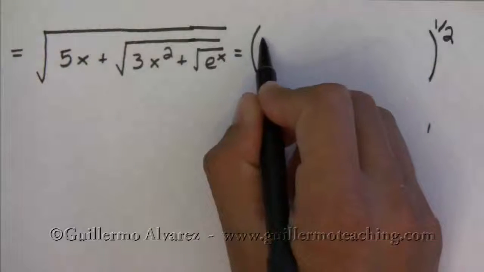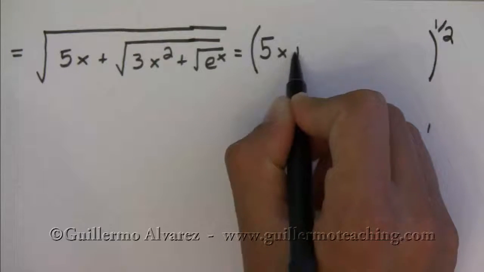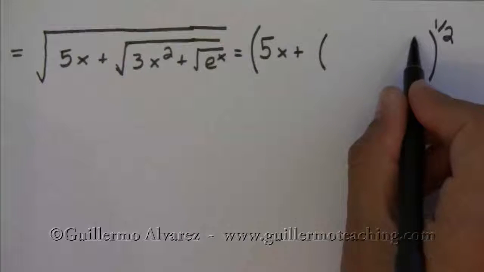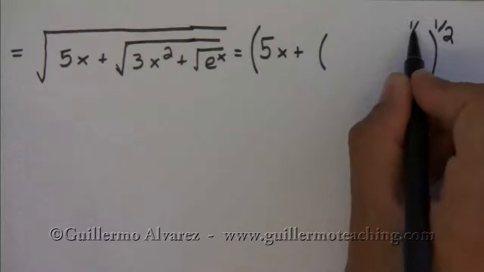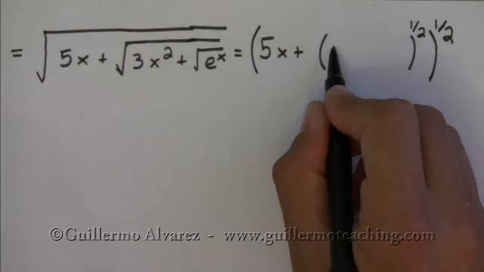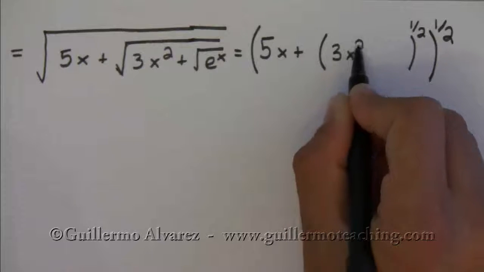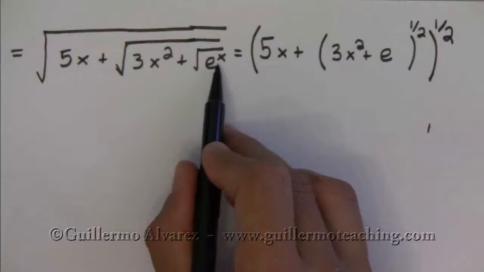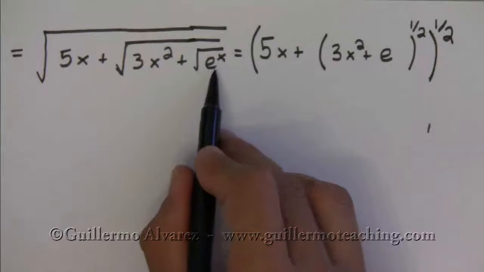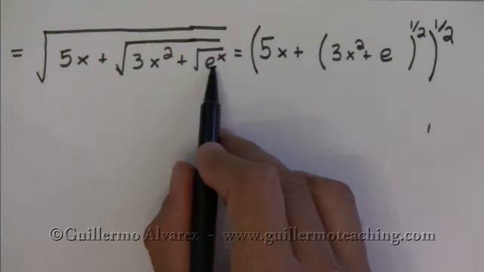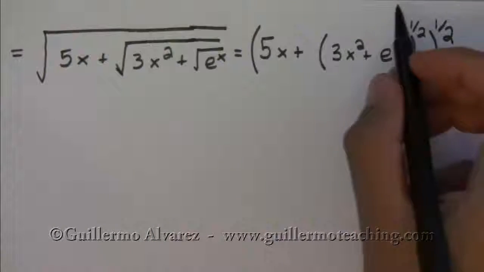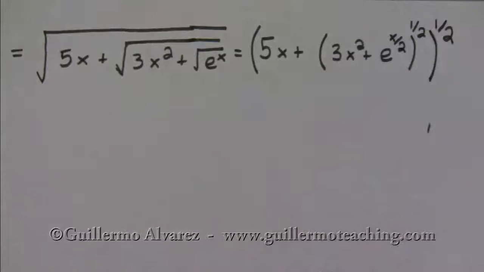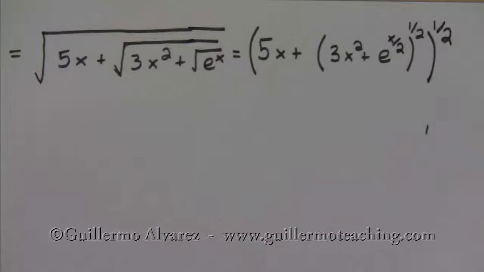And so inside of here we're going to have 5x plus, and then instead of this root, we're going to write the 1/2. And then inside of here we have 3x squared plus e. And here, since we only have one term, instead of writing e to the x to the 1/2, we're just going to write it as e to the x over 2. And this will make it a little bit simpler for us.